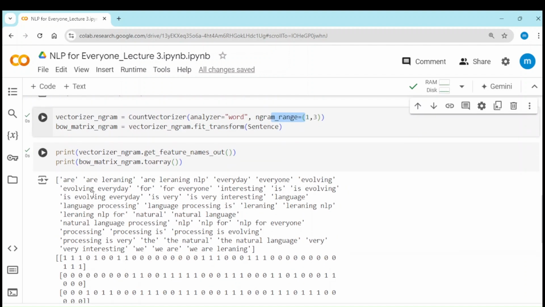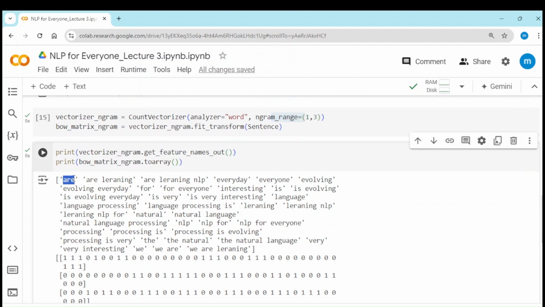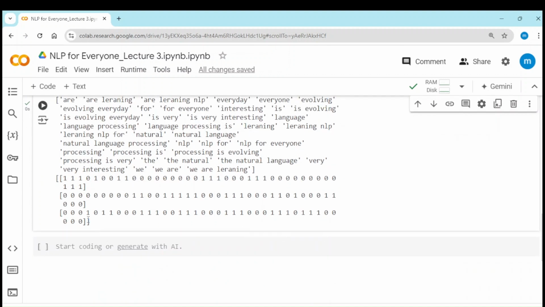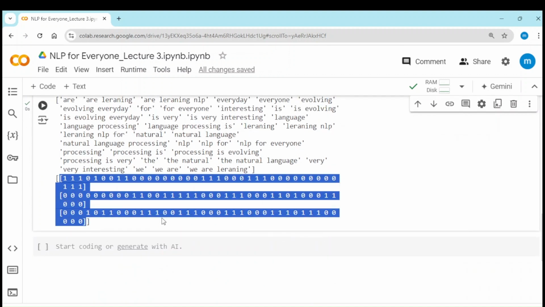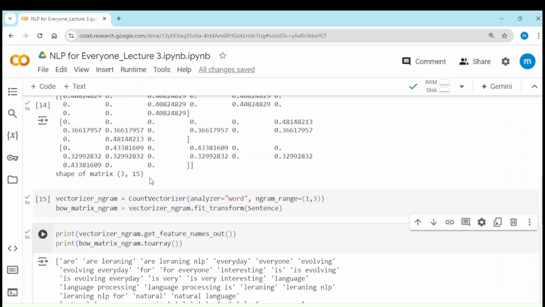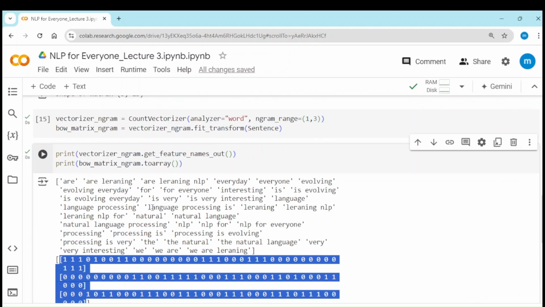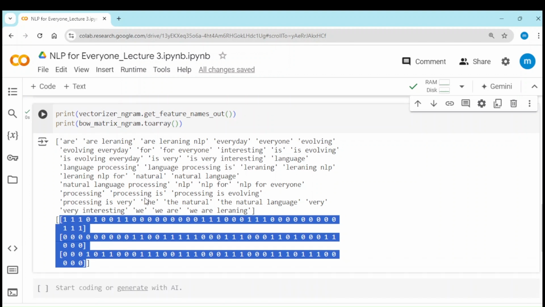Now if you look at the same example we took, it first takes the individual words, then combines two words, and then combines three words. Similarly, every day, everyone evolving, similarly. So it is a combination of uni, bi, and trigram, and this will form the matrix this way. The advantage is that definitely it levels up your semantic meaning. This way we have completed this feature engineering.